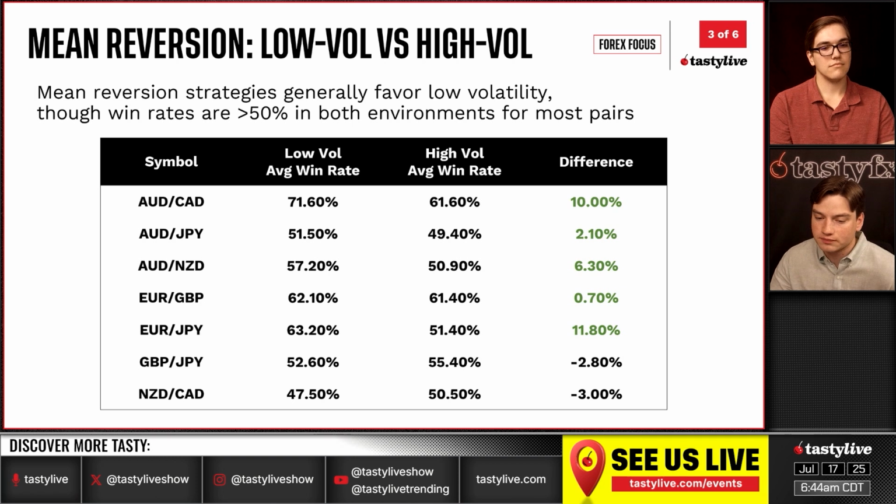Last thing I want to call out that caused me to rerun a bunch of these numbers was the difference in Australian dollar, Canadian dollar, and New Zealand dollar, Canadian dollar.